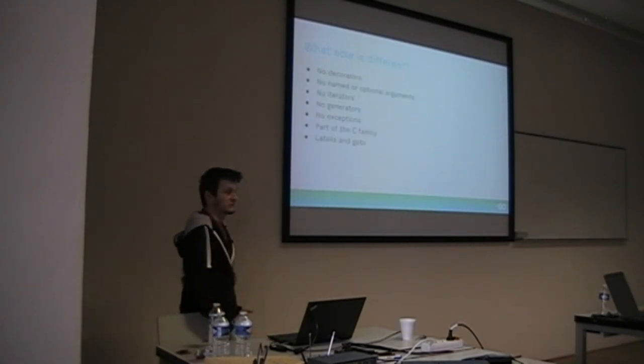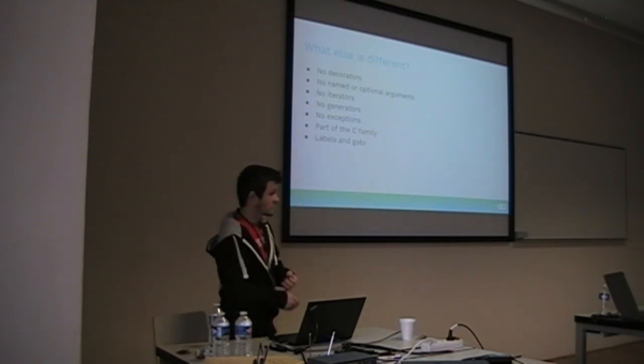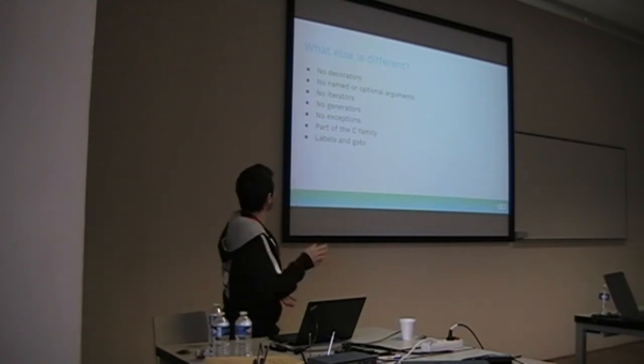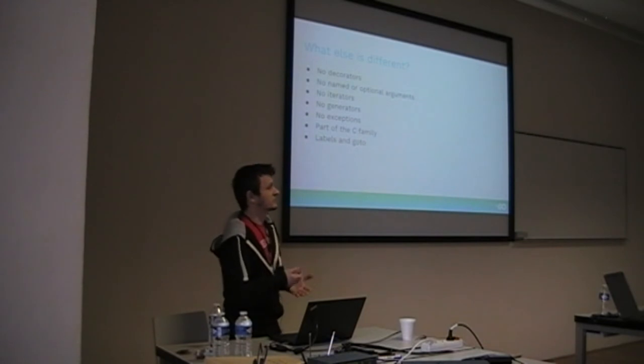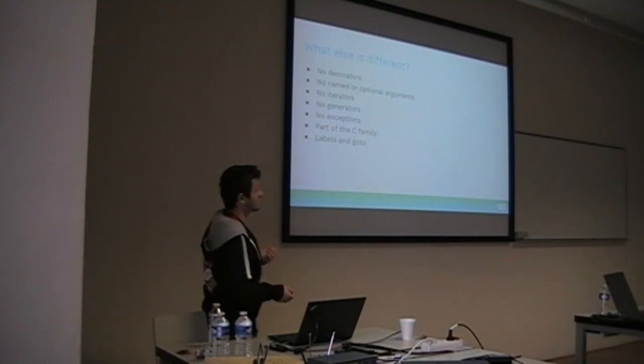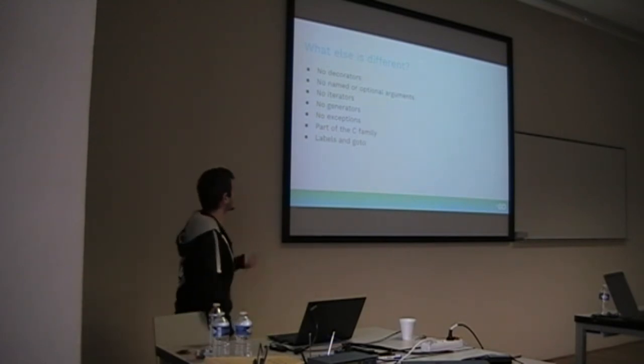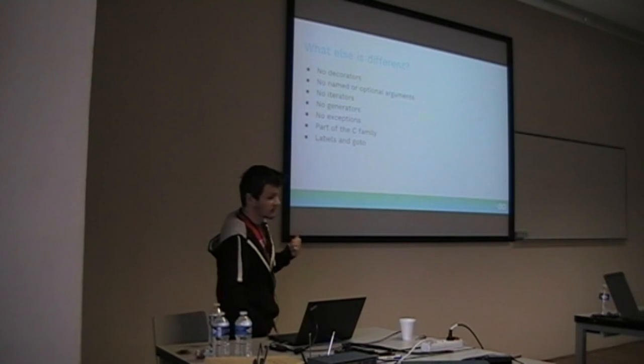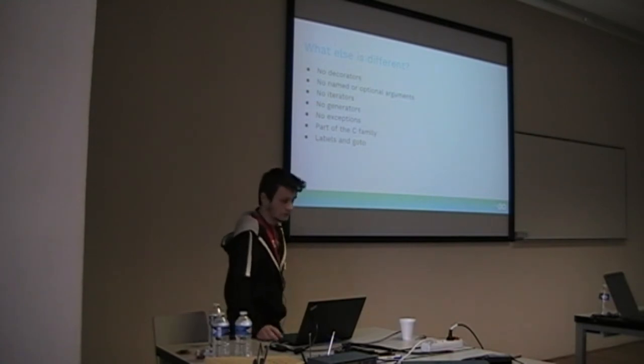What else is different from Python? You have no decorators, no named or optional arguments, no iterators, no generators, no list comprehension, no dict comprehension. There are no exceptions. You don't have try catch. You have error as in Rust. And also, Go is part of the C family, and you also have labels and goto in Go.